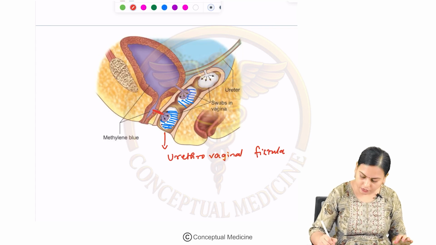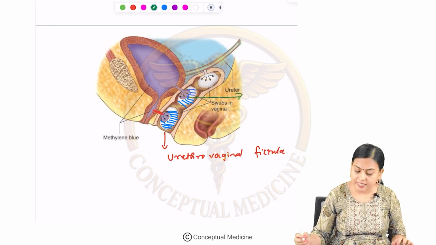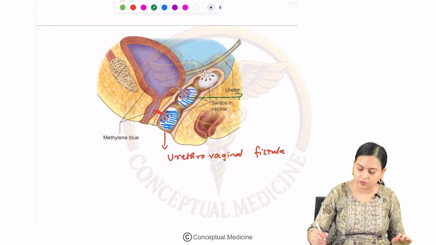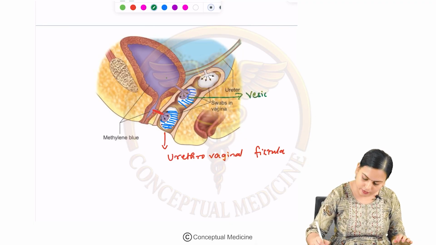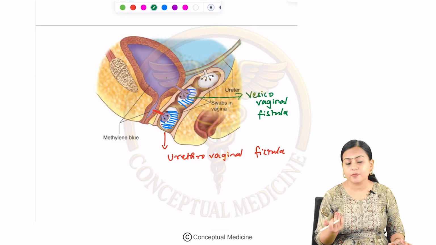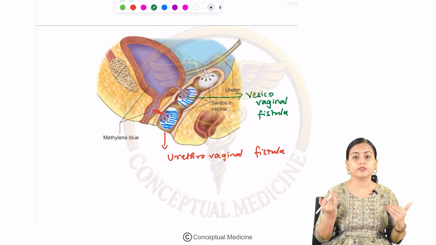Suppose if the middle one is stained with the dye, then it is going to be what fistula? Vesicovaginal fistula, bladder under the vagina. Okay, so it is going to be vesicovaginal fistula. And the upper one can either be stained with dye or urine.